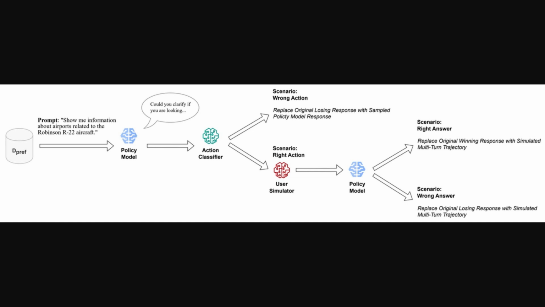If it's a wrong action, that new response updates the losing example. If it's the right action, a user simulator helps play out the conversation, and depending on whether the final answer is right or wrong, this whole multi-turn interaction updates either the winning or losing example. This on-policy learning and trajectory simulation are key to improving how the model handles these back-and-forth exchanges.